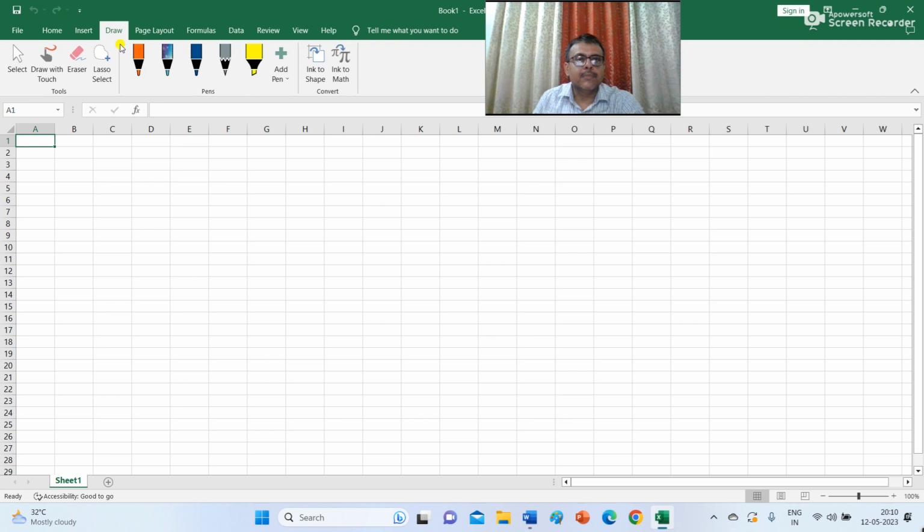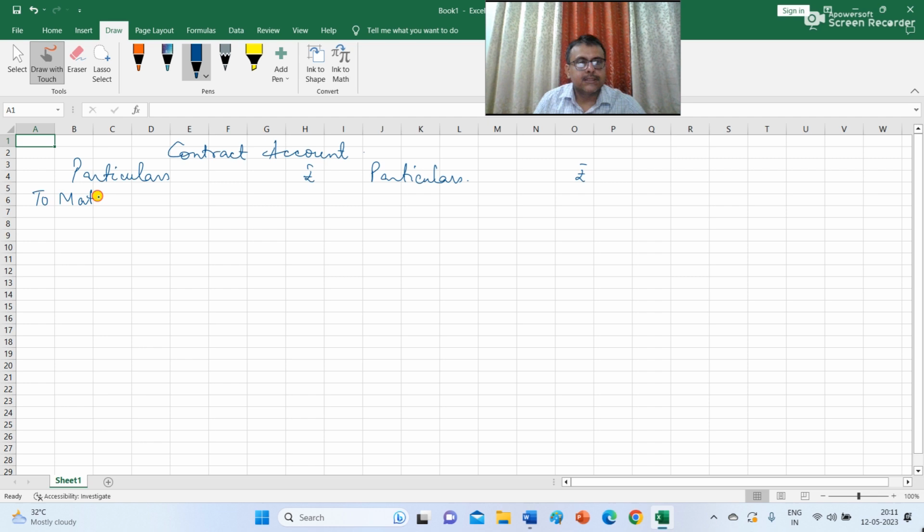So here we are preparing the contract account. Contract account, particulars, rupees, then on the credit side also particulars and rupees. So the first item is material sent to site. So I have to write here to materials rupees 1,90,000.